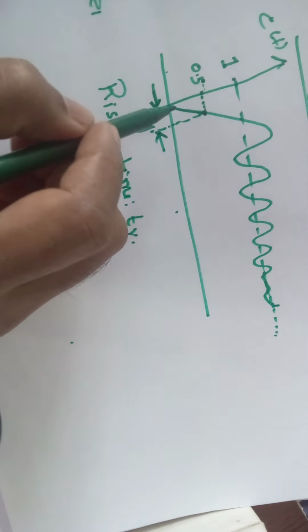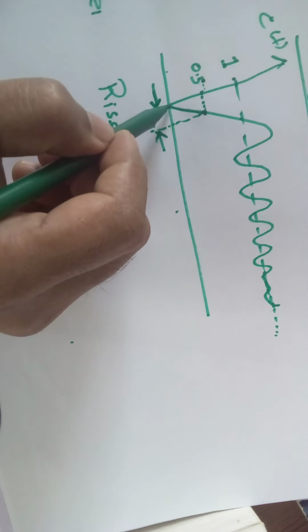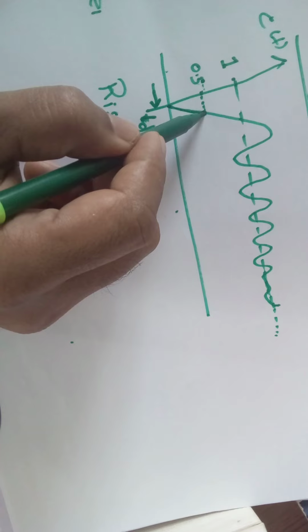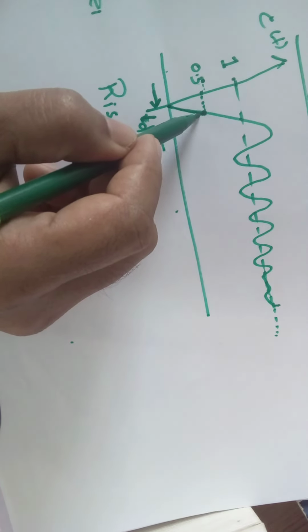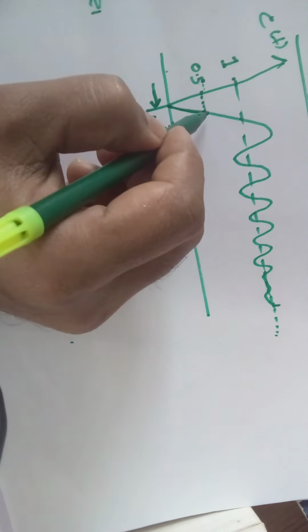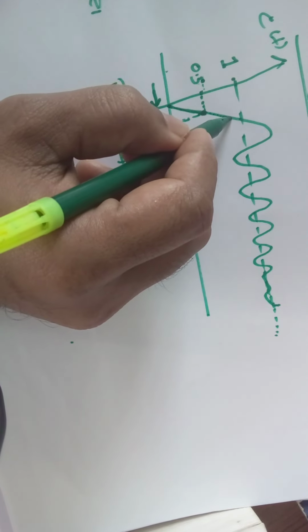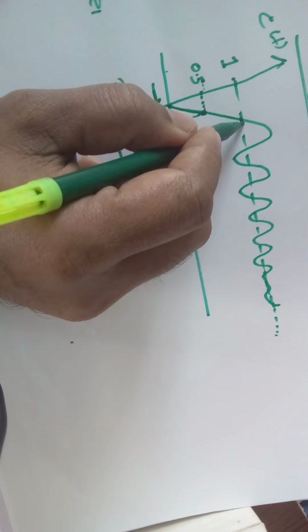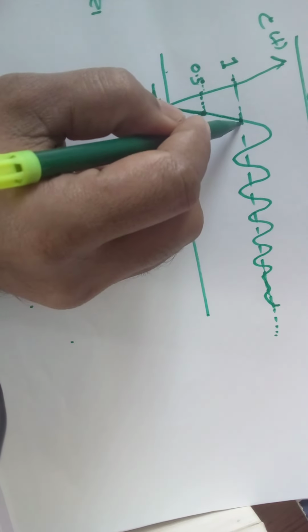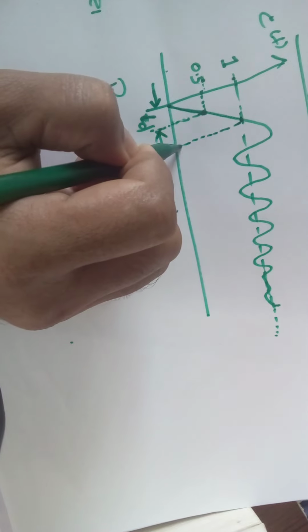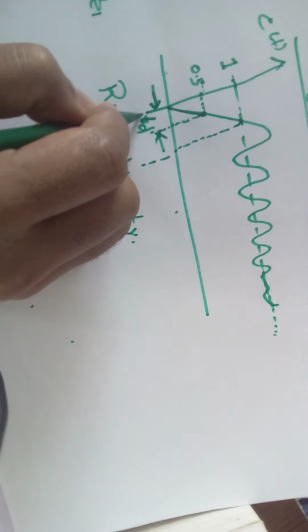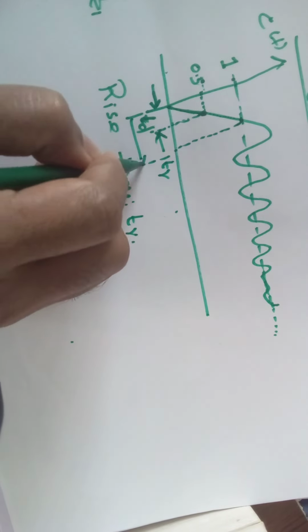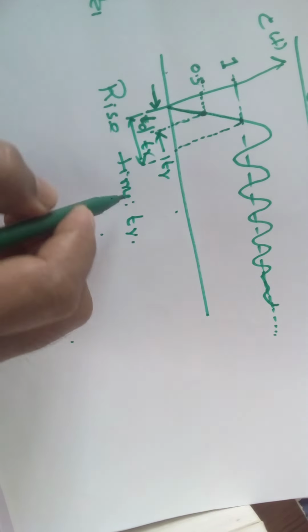See here. The response starts at time t equal to 0, and it reaches 50% of its maximum value. That time is represented as delay time. Once again the response keeps on increasing, and for the very first time it reaches its maximum value. Its maximum value is 1. So this time is called your rise time. This point is your TR, and this time is called your rise time, TR.